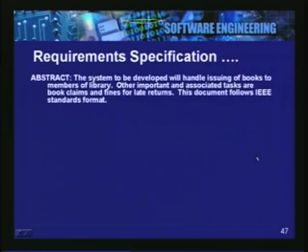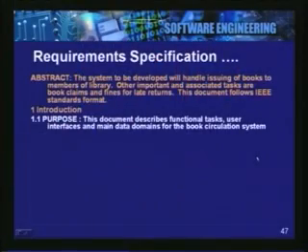So, let us now see the document itself. We will show some important parts of this document. Here is the abstract. The abstract specifies the overview of the document itself. It says that the system to be developed will handle issuing of books to members of the library. Other important and associated tasks are related to book claims and the fines. The document follows IEEE standards.